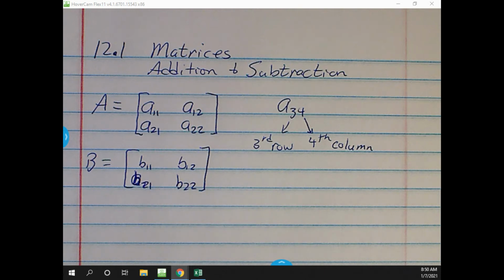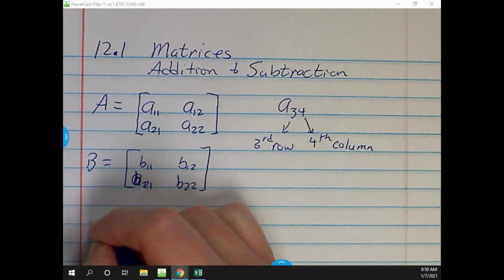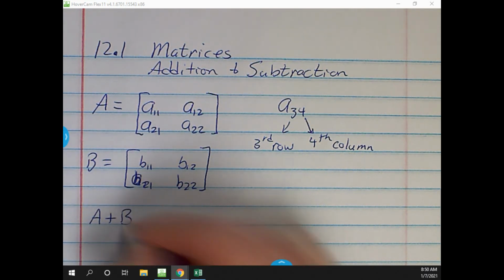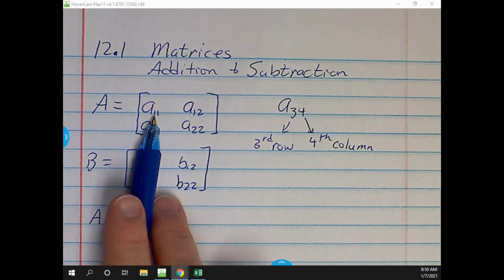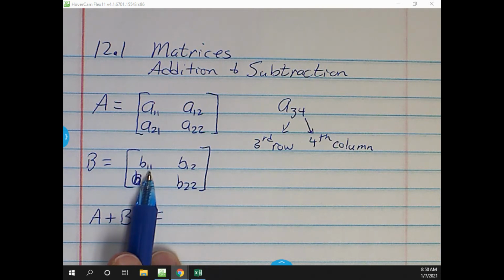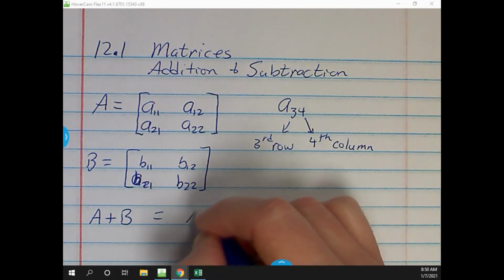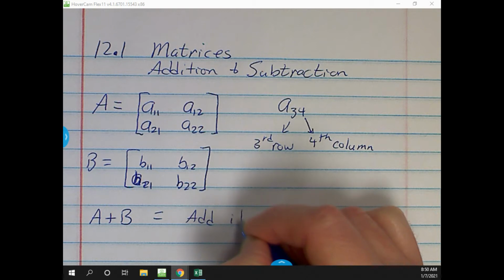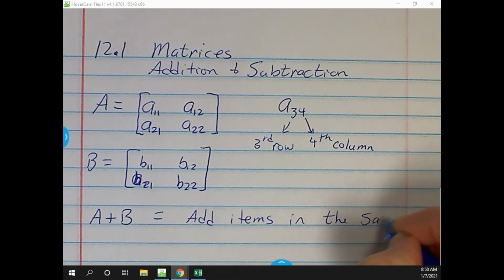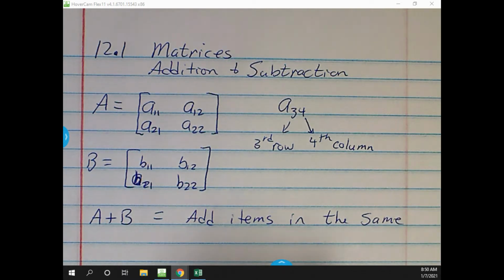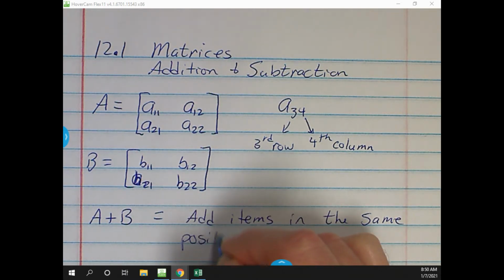Okay, and for everything that's in 12.1, everything we're going to do is pretty straightforward, because if it talks about doing addition, if you have to do matrix A plus matrix B, it's going to be really what it sounds like. You're going to take the location that's in the 1,1 position here, and you're going to add it to the one that's in the 1,1 position here. So you're going to add items that are in the same position, or same location, however you want to call it.